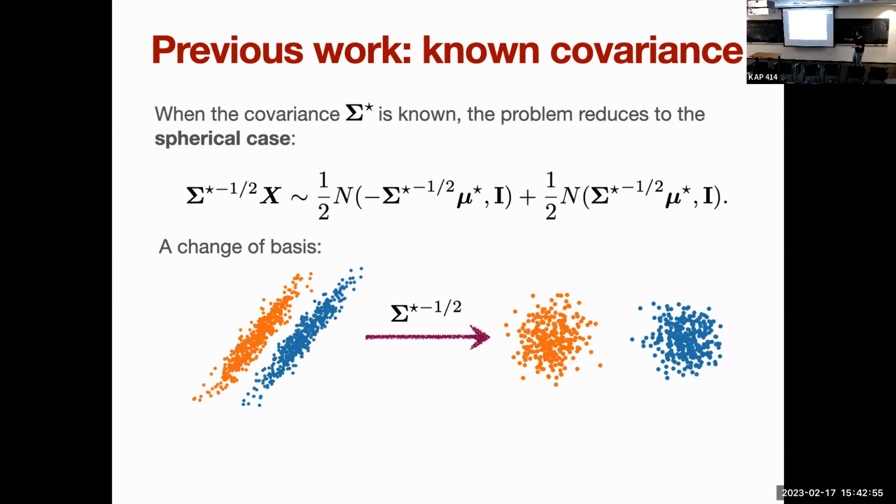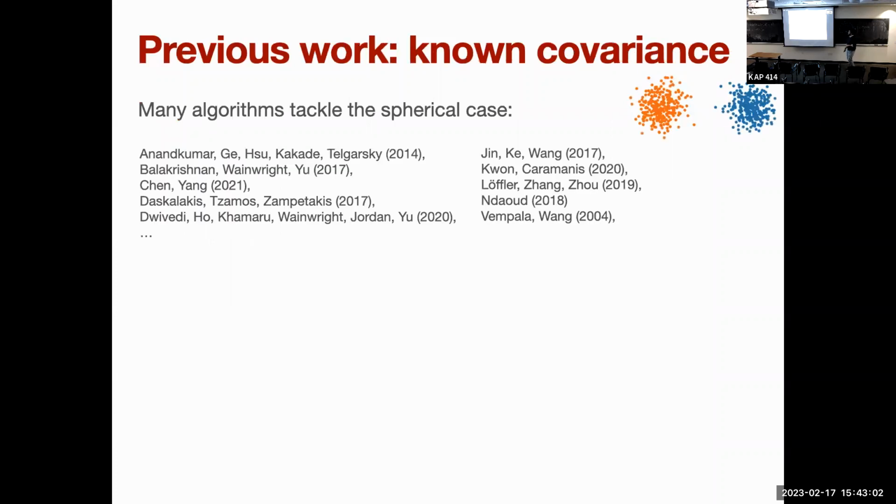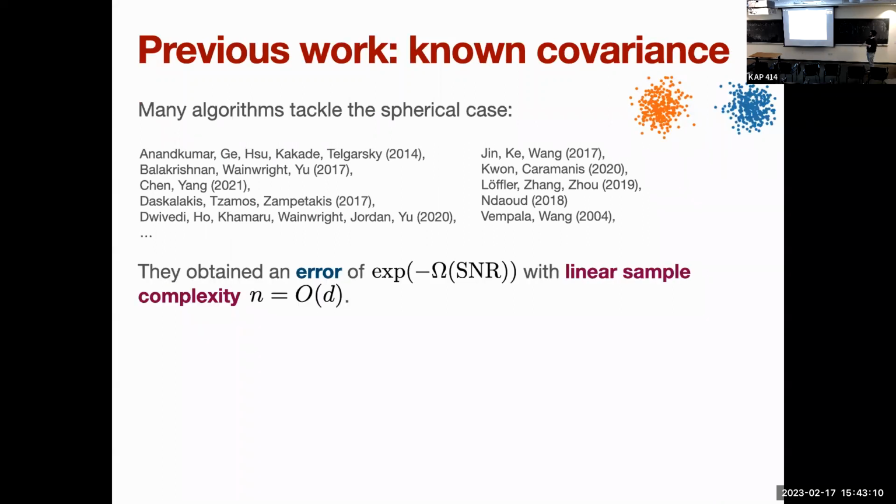And there are many algorithms that can solve problems like this. There's a very long list of ideas here, using PCA, using k-means, using semi-definite relaxations, using all sorts of very beautiful ideas. The general message from all of these papers is that you can achieve the best error that you can have with linear sample complexity. So exactly what we needed and what we wanted, but assuming that you know the covariance.